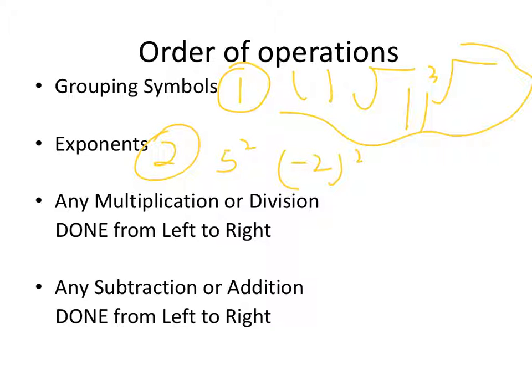Then you're going to read your string of numbers and look from left to right doing any multiplication or division that comes along. And you do that in order. And then the last thing you're going to do is subtraction or addition, in order, left to right. That's your 4th step.